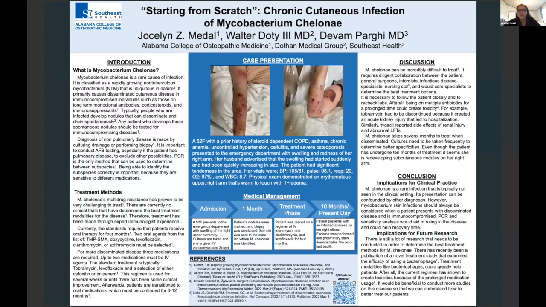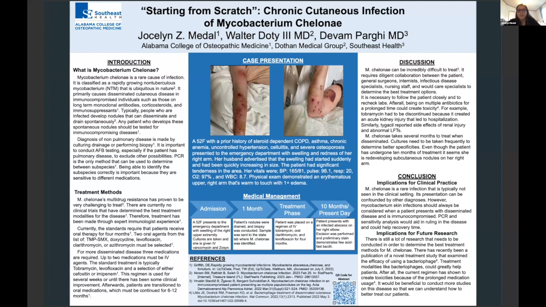Diagnosis is made through culturing of drainage and performing biopsy, as can be seen here in these two pictures. It is important to conduct acid-fast bacilli testing, especially if the patient has pulmonary disease, to rule out other possibilities. PCR is the only method that can be used to distinguish between subspecies, which is very important because they're sensitive to different medications.